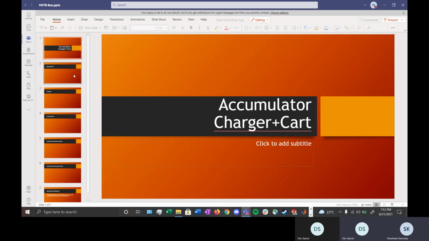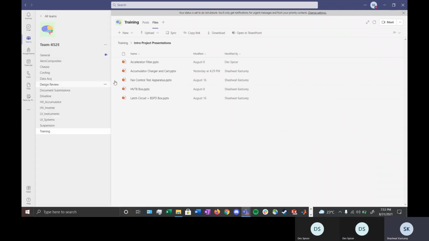Right. So two more projects. If you guys will bear with me, I know we're a little over time. Why is this accumulator charging cart?